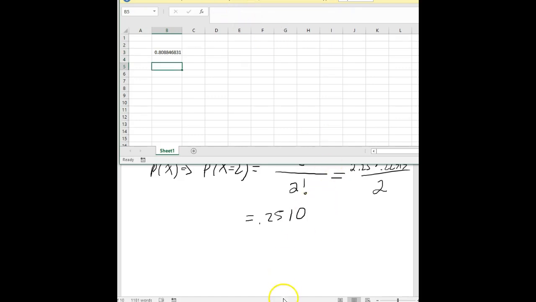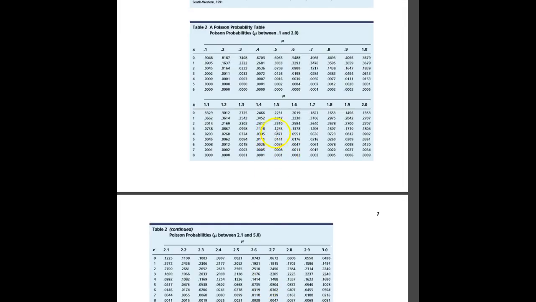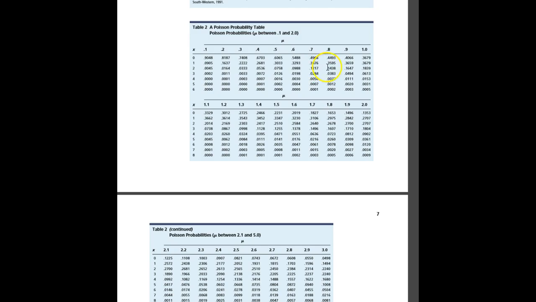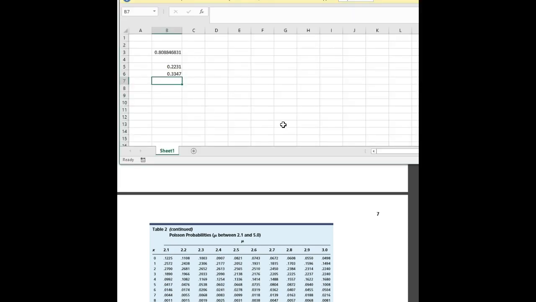Or you could go to your table, and you could say, oh, well, we have all of our probabilities here at the table. So we have 0.2231, 0.3347, and, lost my train, 0.2510, and you just sum those together, and we get 0.8088. So there's multiple ways to go about doing this.